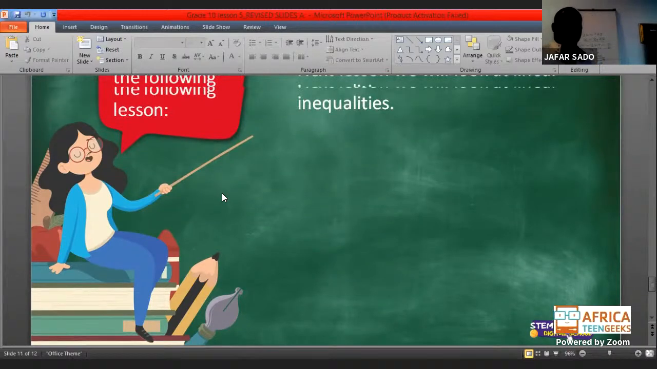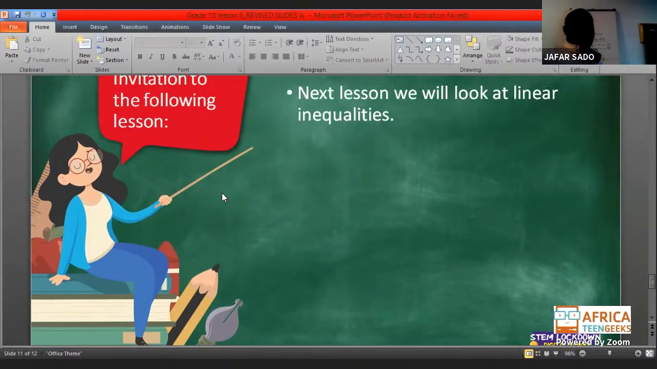Next class, on our next lesson, we'll be looking at linear inequalities. We'll be looking at inequalities in our next class. So everyone is invited. Please make sure you attend so that we can all benefit.